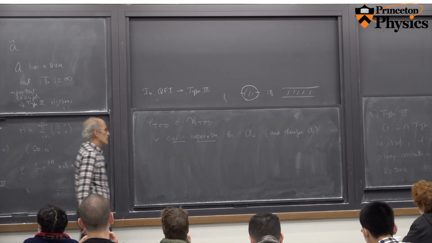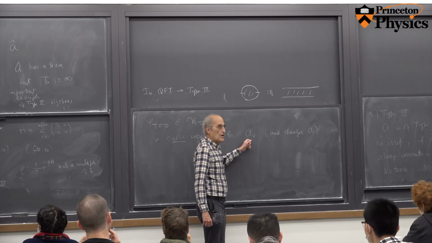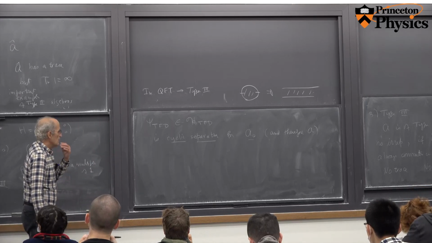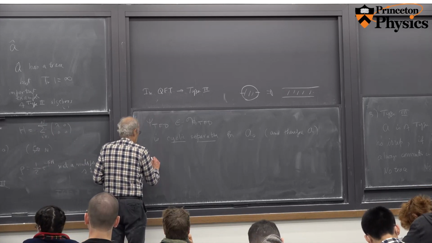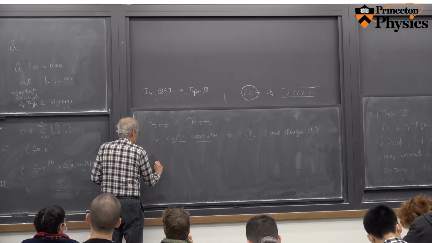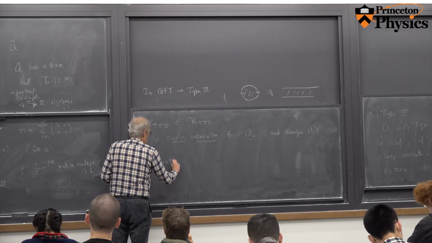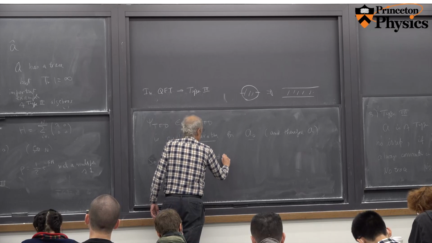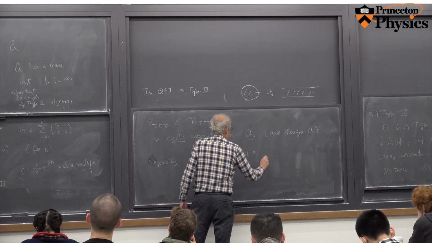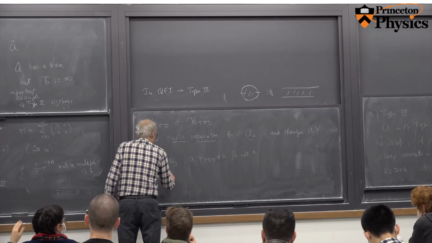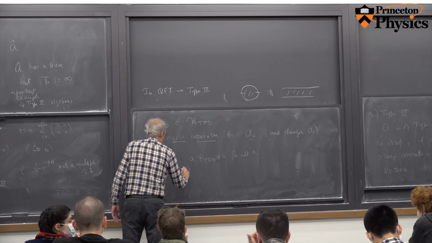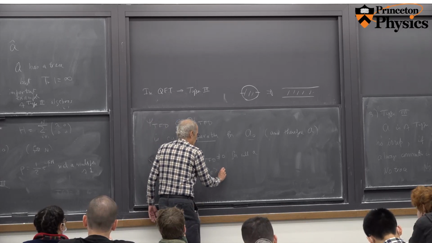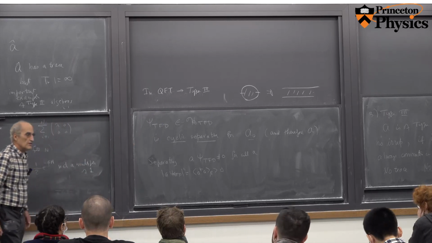If you follow the definition of cyclic separating, and we'll go over it in a second, you'll see that it's enough to check this for A0. So separating means that A psi TFD is not 0 for all A. And in fact, its norm is the thermal expectation value of A dagger A, which is positive. So since it has positive norm, it's certainly not 0.